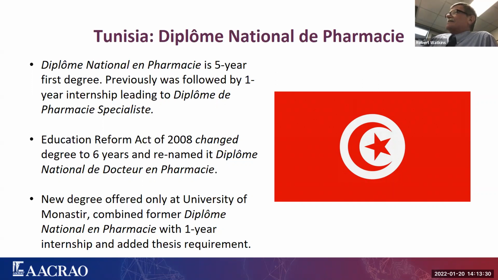to update it. And as it turns out, there was an Educational Reform Act in 2008, which did in fact change this first professional credential in pharmacy to 6 years and renamed it the Diplôme National des Docteurs in Pharmacie. Now, what it appears that they did is that they took that first 5-year national diploma and the subsequent 1-year internship, which led to a specialist diploma, Diplôme de Pharmacie Spécialiste, and jammed them together and added a thesis requirement. Undoubtedly, it was the addition of this thesis that prompted the educators at the time to insert the term doctor into the title.